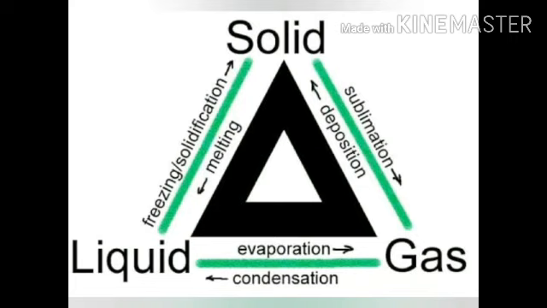Now let us involve a student by asking the names of processes that occur when the state changes from one form to another, with examples. Now Rikita is coming to explain these processes with examples. When solid changes into liquid on heating, that process is called melting. For example, ice changes into water on heating due to melting.